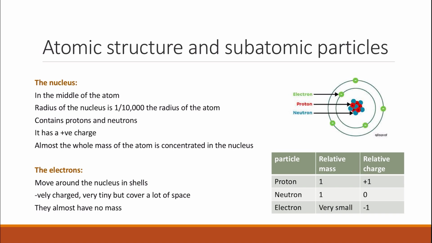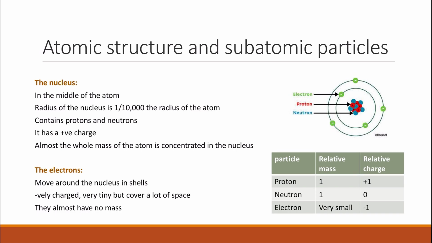Now let's talk about the atomic structure and the subatomic particles. An atom consists of a nucleus, and the nucleus can be found in the middle of an atom. The nucleus contains two types of subatomic particles. The first one is the protons. Protons are positively charged, and they have a relative mass of 1. And then we have the neutrons, which are not charged, they are neutral, and the relative mass is 1. Almost the whole mass of an atom is concentrated in its nucleus.